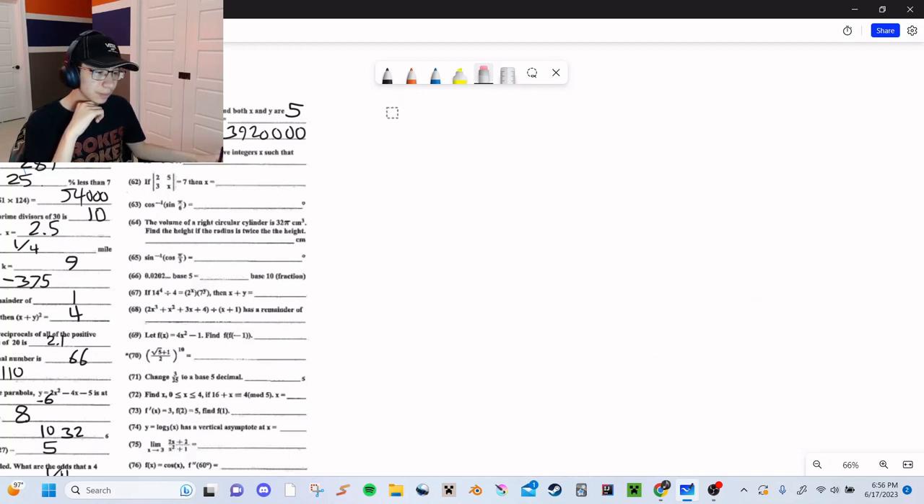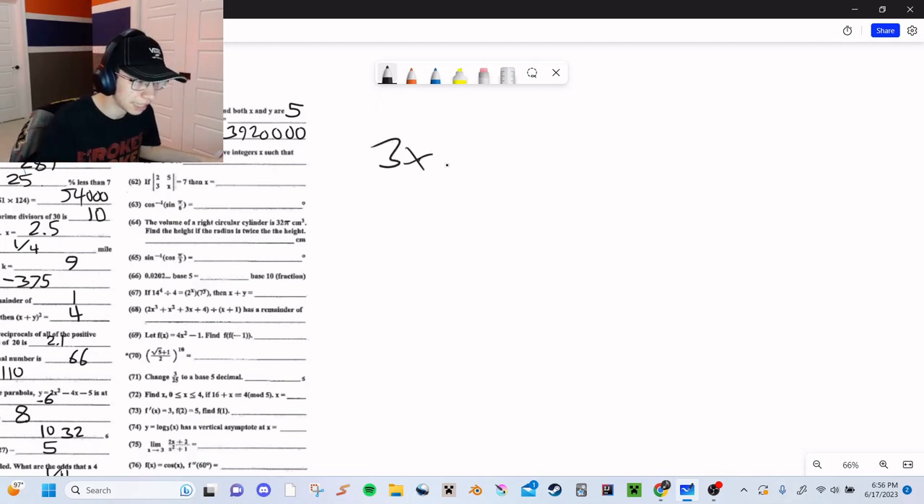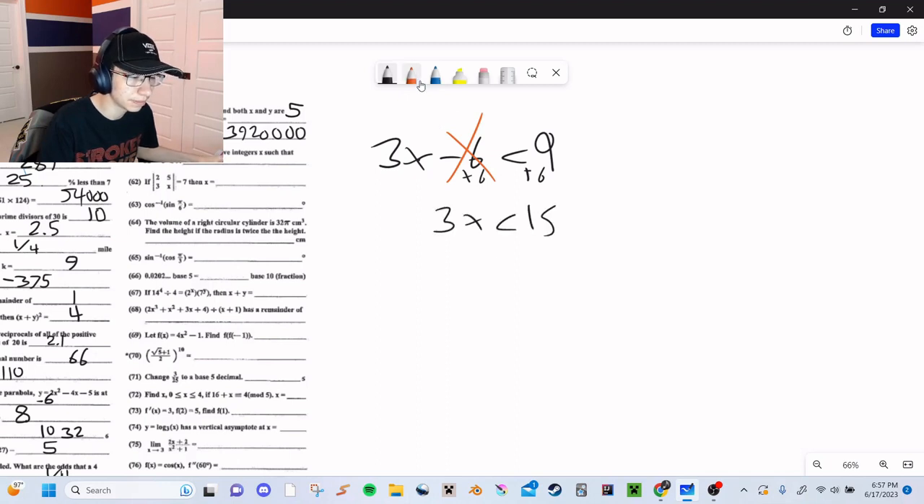Alright, let's do 61. Find the sum of all the positive integers x such that 3x minus 6 is less than 9. So let's solve this inequality. I'll add 6 to both sides. These cancel out. 3x is less than 15. Now I'll divide by 3 on both sides. And these cancel out. So I have x is less than 5.